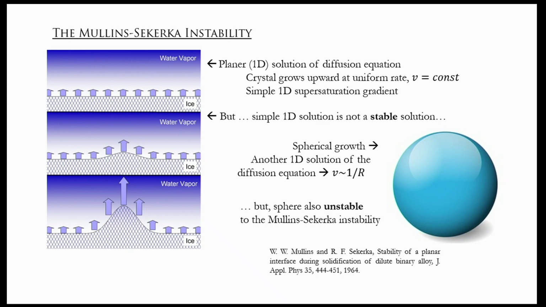Mullins-Sekerka instability, we know all about that in this meeting, but I've got a slide for it anyway. And so you know the drill. You start out with a 1D solution of the diffusion equation, and you get the crystal growing upward at some constant velocity, but it's unstable. You can put a bump in, and that'll grow faster.